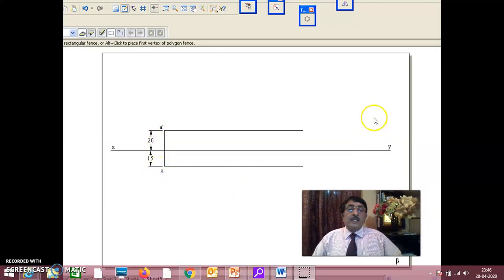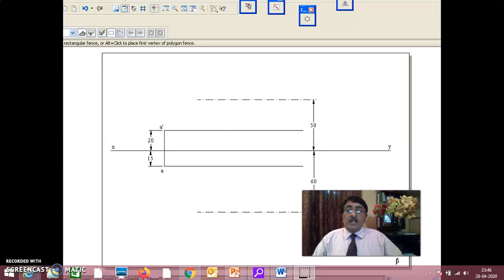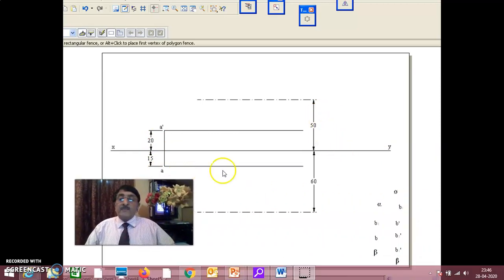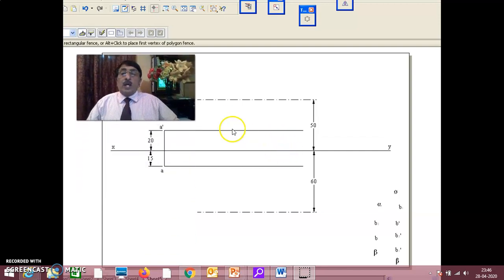Okay. Then you carefully see what I have done, can you understand what I've done? The other end is 50 mm above HP, 60 mm in front of VP, they are given. Draw the locus line in the front view, draw the locus line in the top view. Okay. Now once you do this, you have two parameters already over.